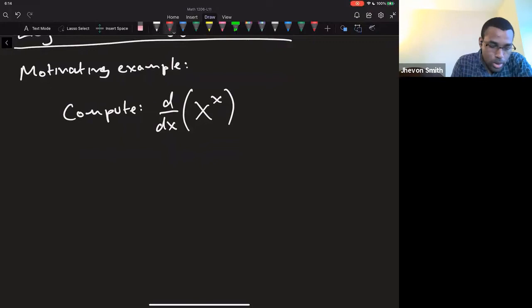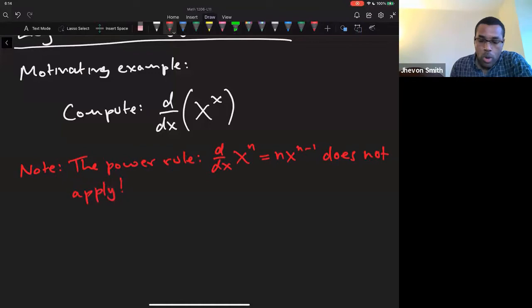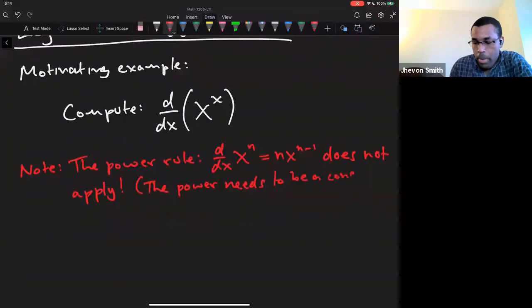I want you to note that the power rule, which is to say d/dx of x to the n equals n x to the n minus 1, does not apply. Why? Because the power needs to be a constant for that to apply. And the power here, as you can see, is not a constant. The power is x.